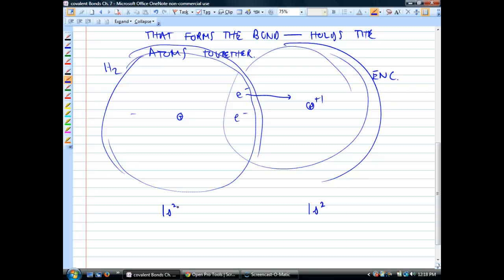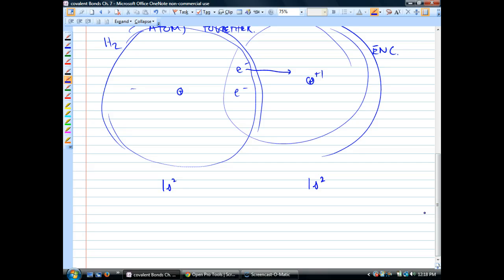If you don't have a complete outer shell, you've got two options. You can steal somebody's electron, or you can share with somebody, because sharing has the same effect. Right? If you don't have a coat and somebody else has a coat and it's cold outside, you've got two options. You can either steal their coat, or you could share their coat. Right? And if you share their coat, you both feel like you have a coat. Might be a little more cramped, but that's the same idea here.